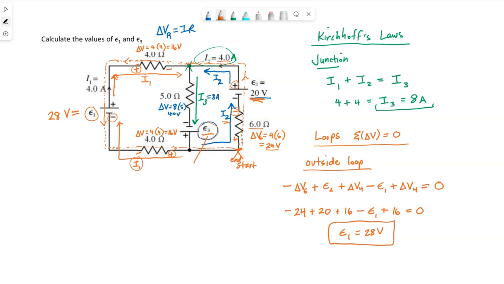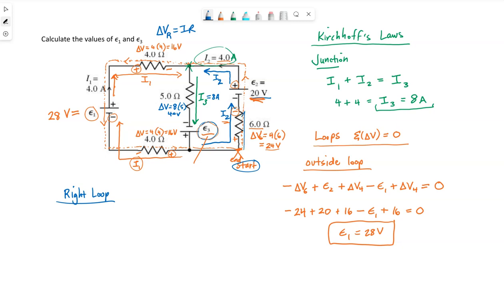The other unknown we want to find is the battery 3, the EMF 3. To calculate that, we want to either complete the left loop or the right loop. Whichever loop we take is going to be fine. We just want to make sure our path takes us down this middle branch that has EMF 3 in it. Let's go ahead and just do the right loop. We can start where we started last time.